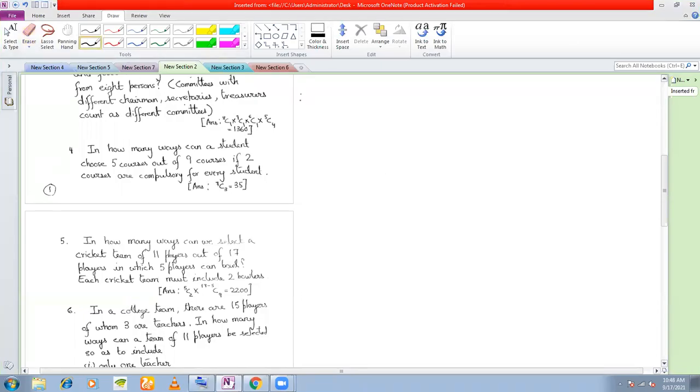Look at question number 4. In how many ways can a student choose 5 courses out of 9 courses if 2 courses are compulsory for every student? Now, the student has to choose 5 courses and there are in total 9 courses. 2 are compulsory. That means 2 courses he has to choose. That means how many courses remain?